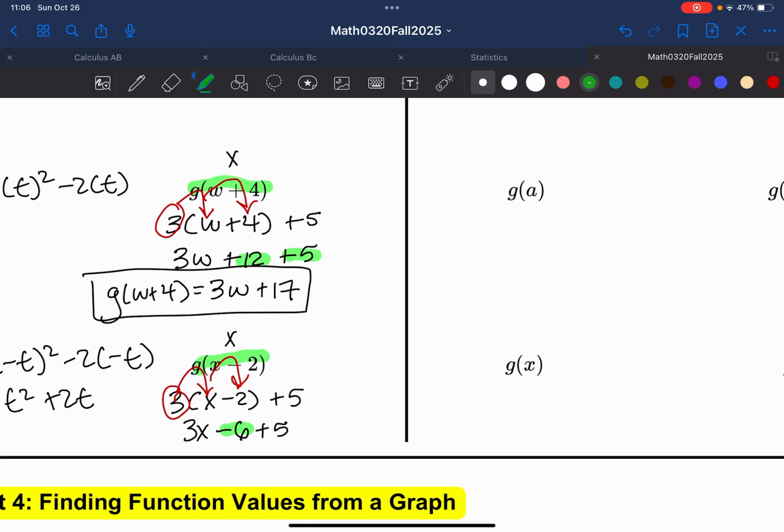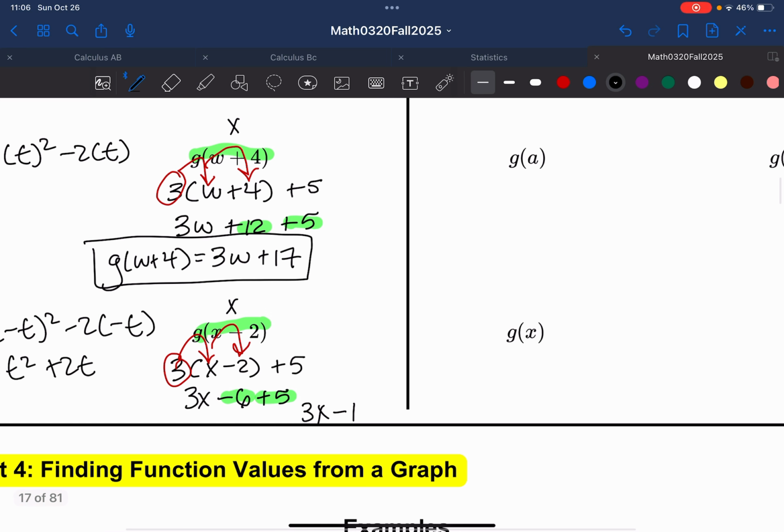Combine like terms. So 3x minus 1. So then I get g of x minus 2 is equal to 3x minus 1. That is my answer. Okay.